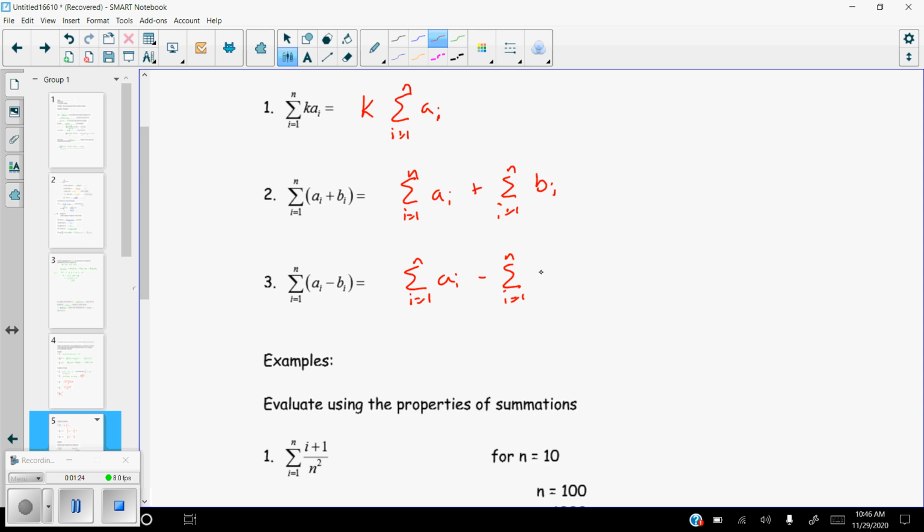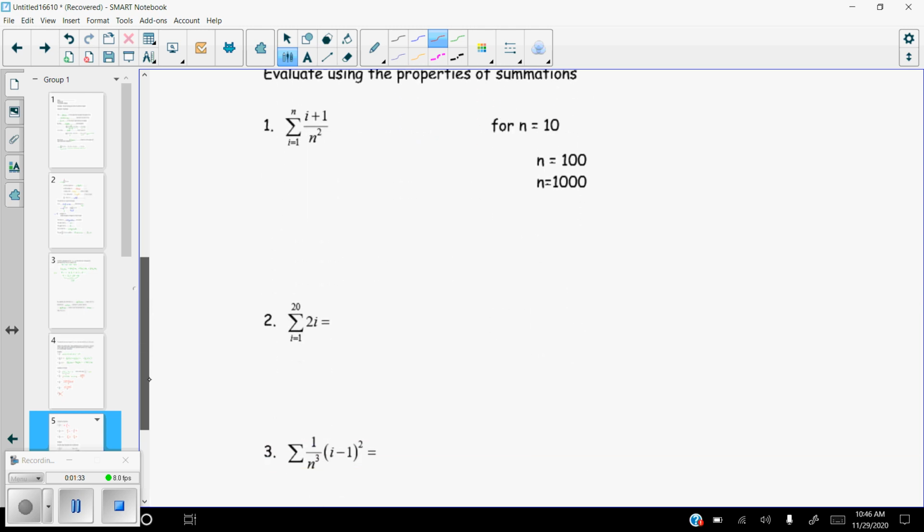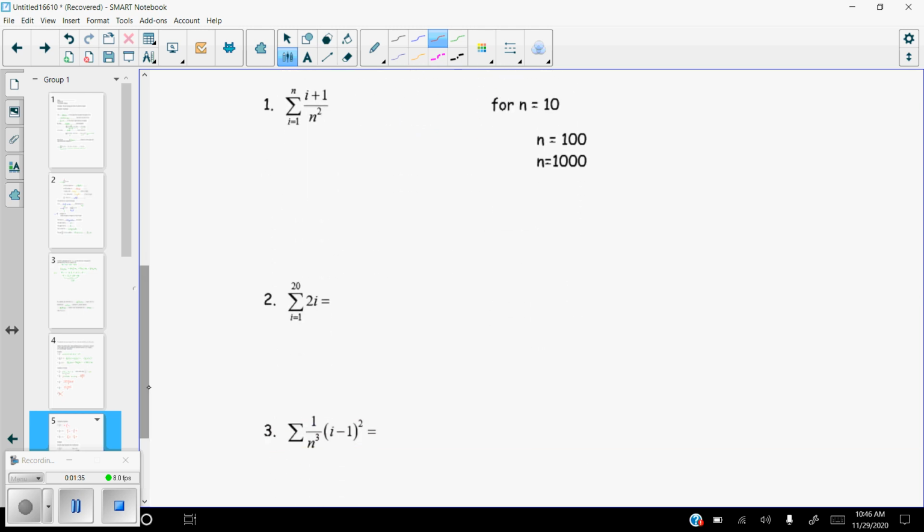One thing I will tell you, and it's going to take a little bit of getting used to, writing that summation symbol quickly, you will get used to it. All right, so there's some properties that we will probably be able to use. Okay, so for number one, let's do an example.